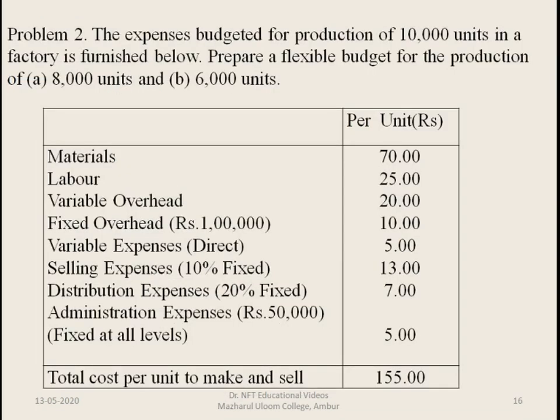Now let us see one more problem. The expenses budgeted for production of 10,000 units in a factory is furnished below. Prepare a flexible budget for the production of 8,000 units and 6,000 units. Here they have given you the budgeted expenses per unit cost for 10,000 units, and you are asked to find out for 8,000 as well as 6,000 units. So let us see how to solve the problem.